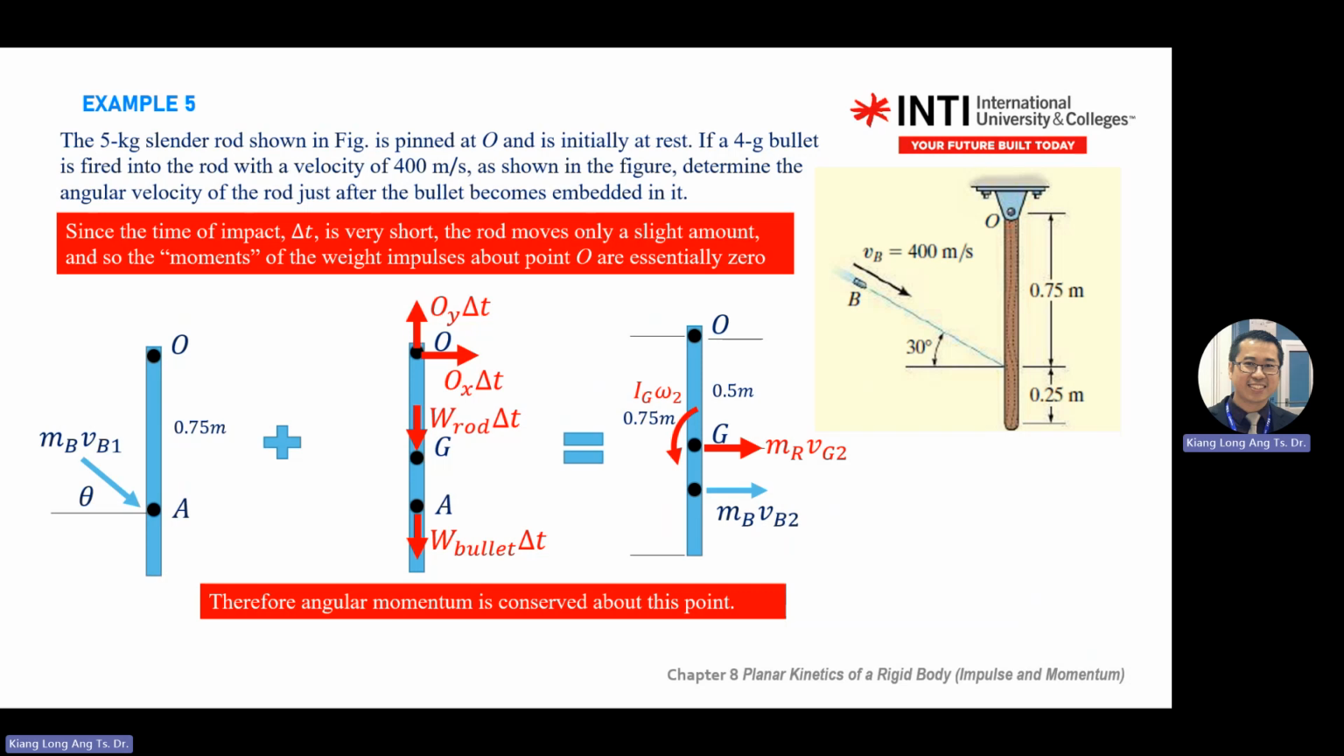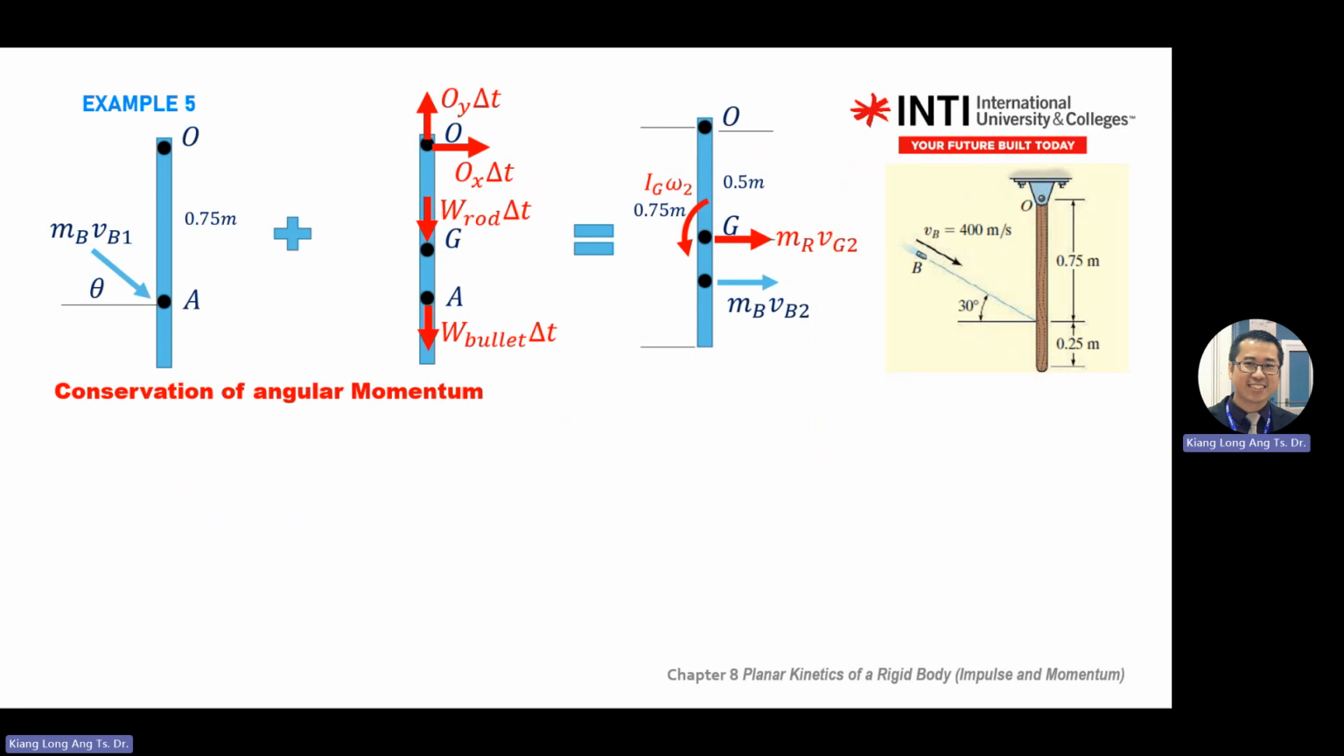How do you create moment? F and the distance must be perpendicular. Then only you create moment. So this one is at the same axis. W does not generate anything. W of the bullet also does not generate anything. Okay, so the pin cannot move left or right, so no moment there also. Okay, so no moment, this one is 0. So the center one becomes 0, then we arrive at conservation of angular momentum.